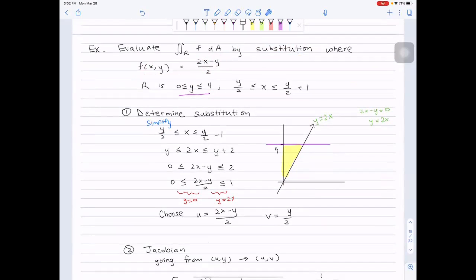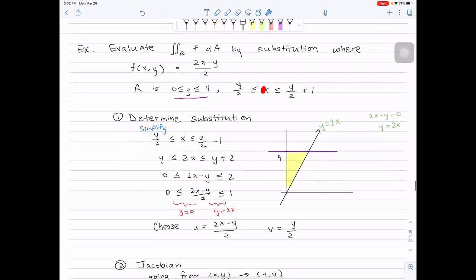Your region is described by y between 0 and 4 and x between these bounds. You might ask, if x is between y over 2 and y over 2 plus 1, how did our region end up being this triangle? It doesn't make sense. Well, that's because we always try to simplify things. Our y bounds are between two numbers, and we want our x bounds to also be between two numbers. So if we simplify this in green, I multiplied everything by 2 to get our second line.